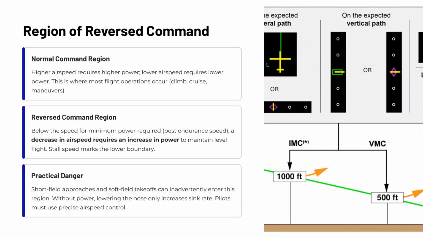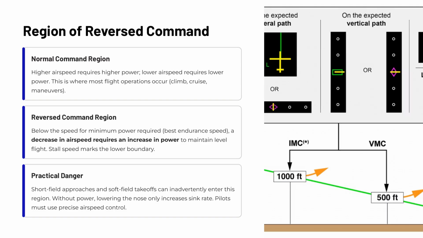In normal flight operations, the relationship between airspeed and power is straightforward. If you want to fly faster, you add power. If you slow down, you reduce power. This is the region where the vast majority of flight takes place, including climbs, cruise, and maneuvering flight.